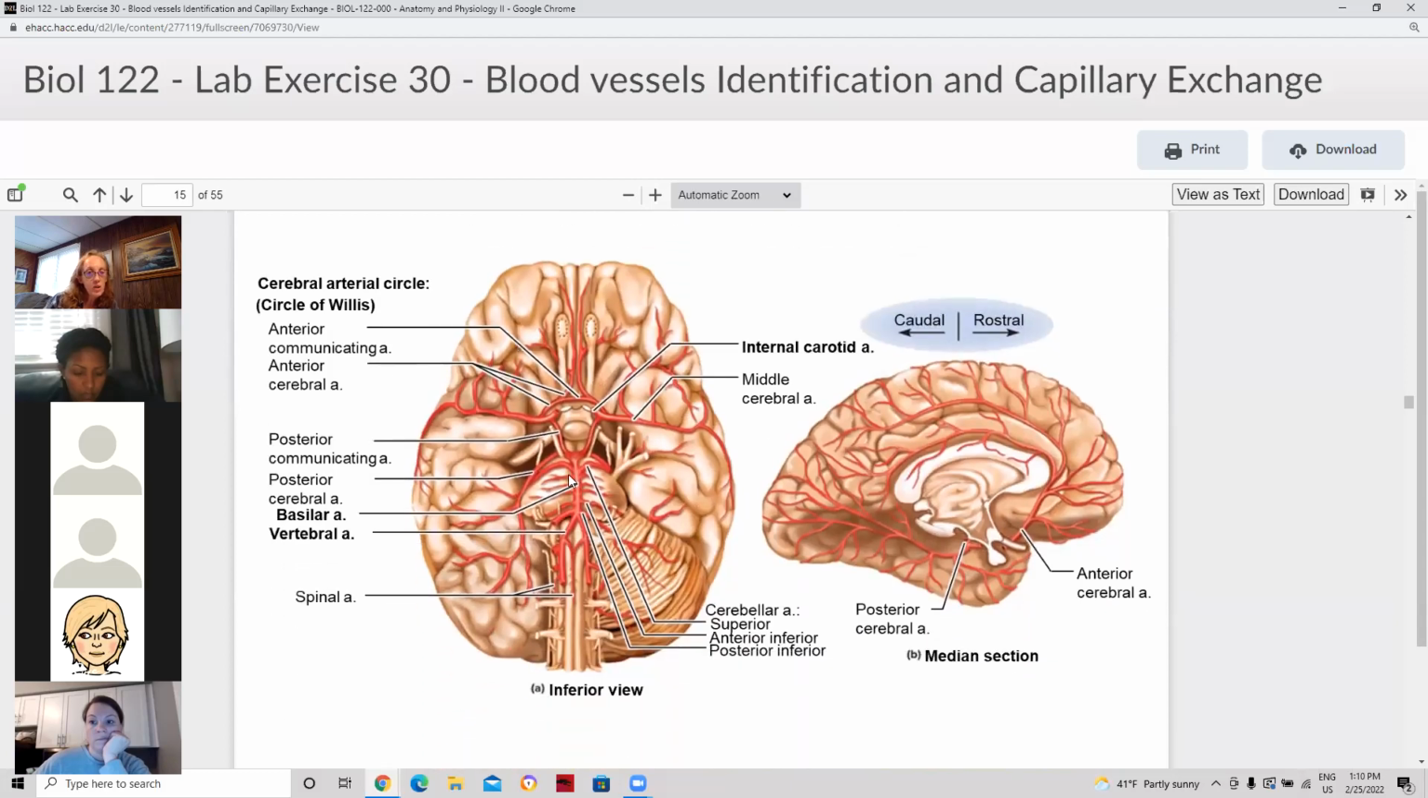So the circle of Willis, here are your vertebral arteries right here. Remember, they're coming up the neck through the transverse foramina. They're going over the pons, and as they go over the pons, they merge into the basilar artery. The basilar artery comes up into this circle here.